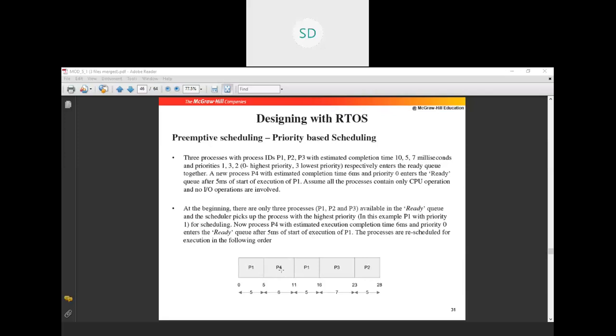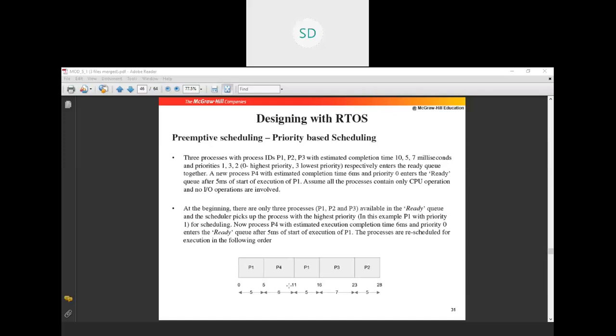P4 will start the execution because it has the highest priority. What is the time required for its execution? It is given as 6 milliseconds. So 6 plus 5 is 11 milliseconds. Till 11 milliseconds P4 will execute. At the 11th millisecond the execution of P4 is complete, so P4 will be removed from the ready queue.